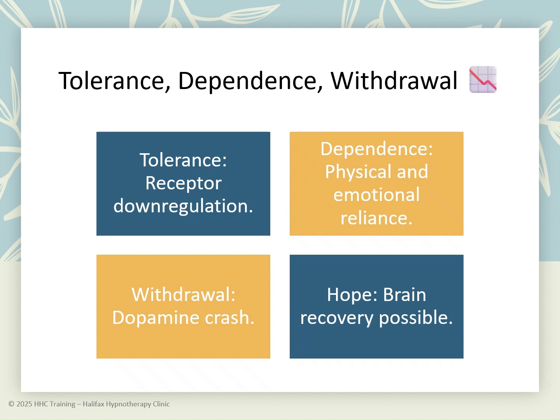This dependence, combined with tolerance, creates a dangerous cycle. To overcome the brain's new dampened response, the user must take a progressively higher dosage to feel the desired effect. Withdrawal, the body's reaction to absence. Withdrawal occurs when a person who is dependent on a drug stops taking it. The body, now accustomed to high levels of dopamine from an external source, has often reduced its own natural production.